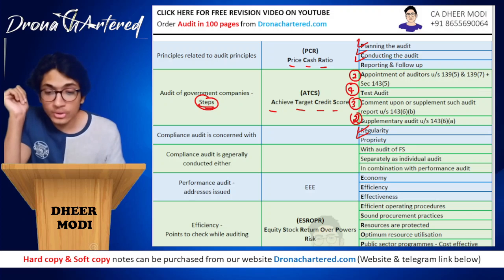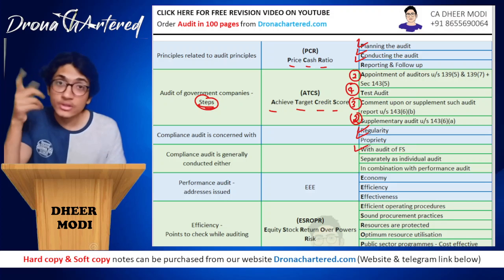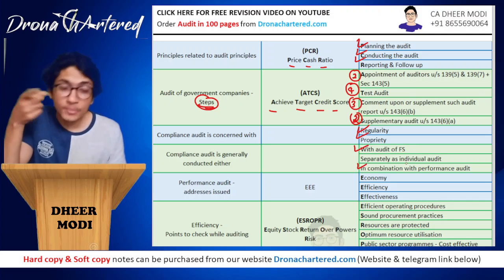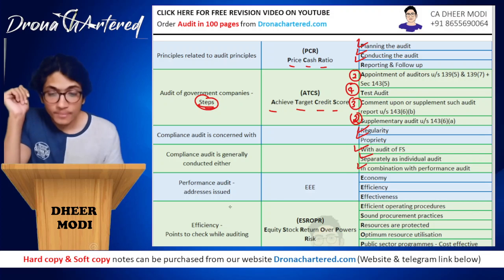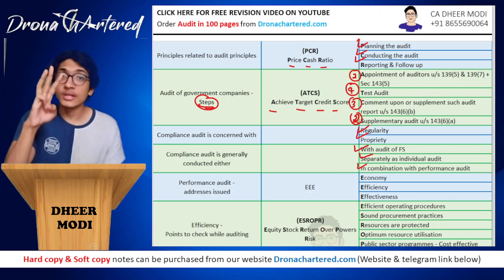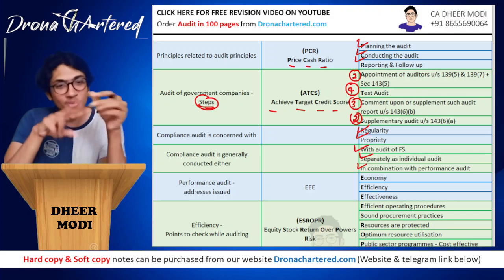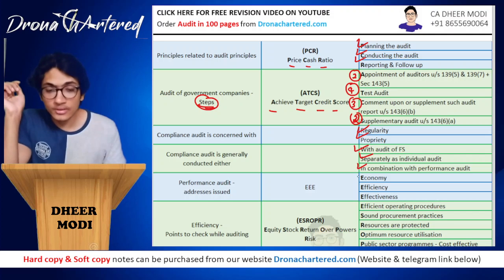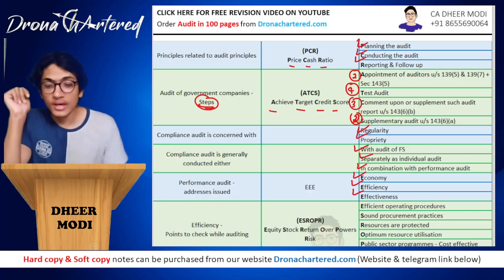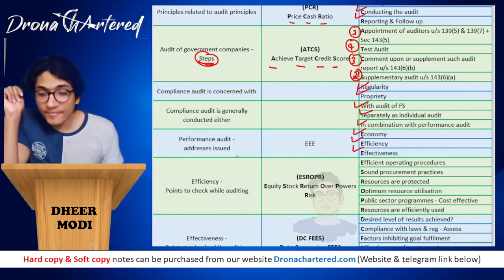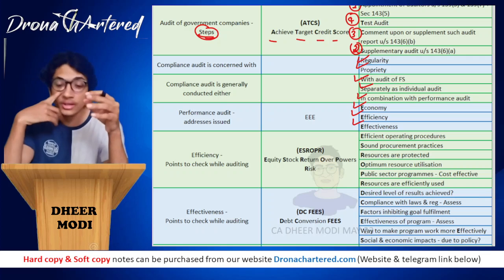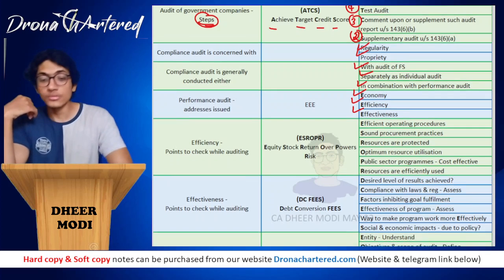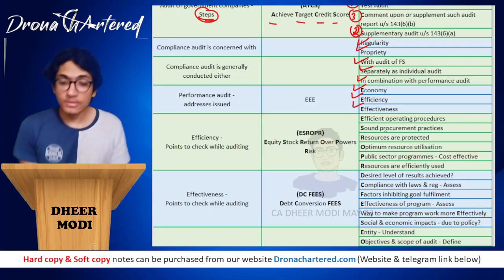Next, compliance audit is generally conducted either with your financial statements in combination with your performance audit or separately as an individual unit. Okay, performance audit addresses three issues if you remember: economy, efficiency, and effectiveness. So this is the same: economy, efficiency, and effectiveness. Next are your efficiency points to check while auditing. So while you're auditing your public sector undertaking, in such a case you have to check whether they are efficient or not. Same points that we are doing.